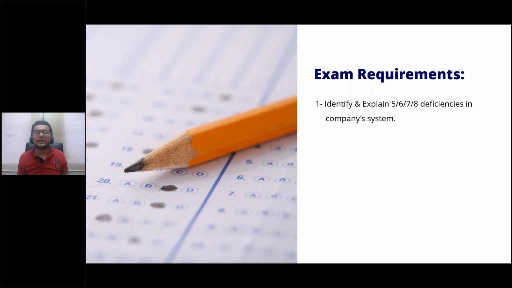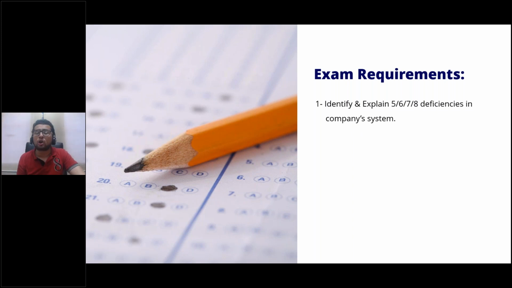So you have to identify and explain, let's say, 8 deficiencies within the company's system. Once you have identified the deficiency from the question, and once you have explained the deficiency in your own words, try to understand these are two different things. You have to identify the deficiency and you have to explain the deficiency.